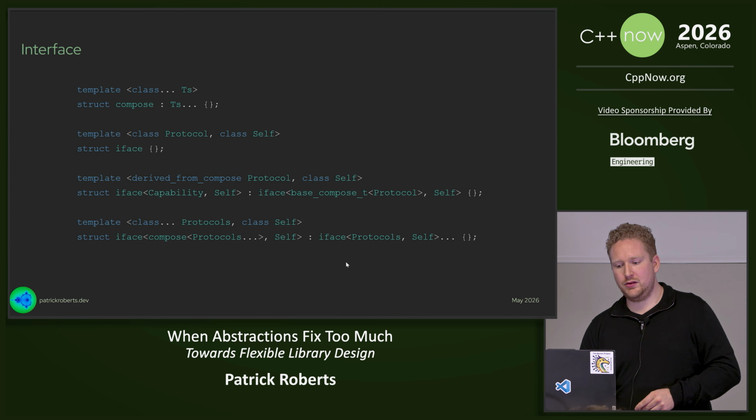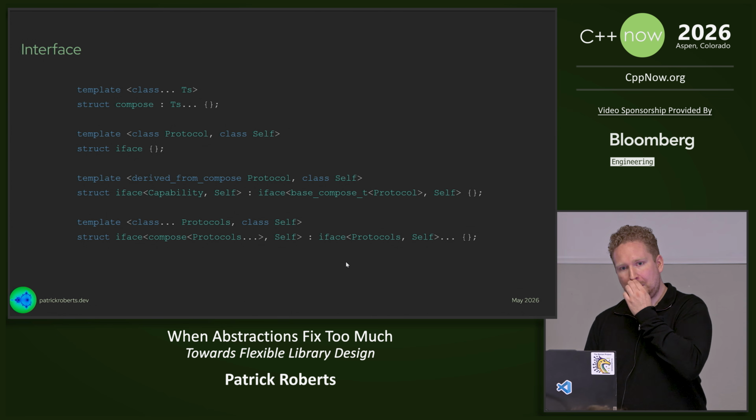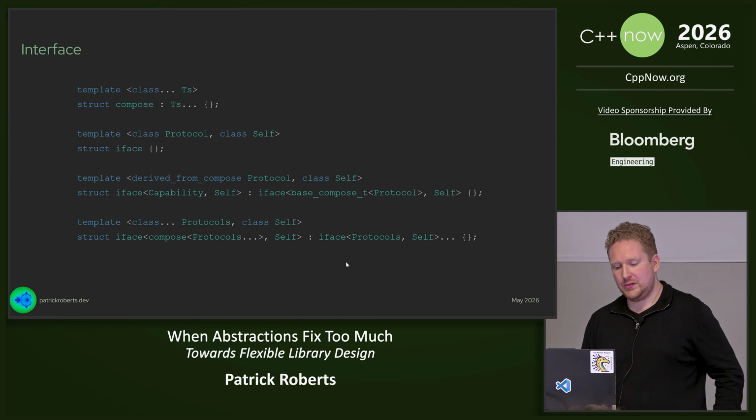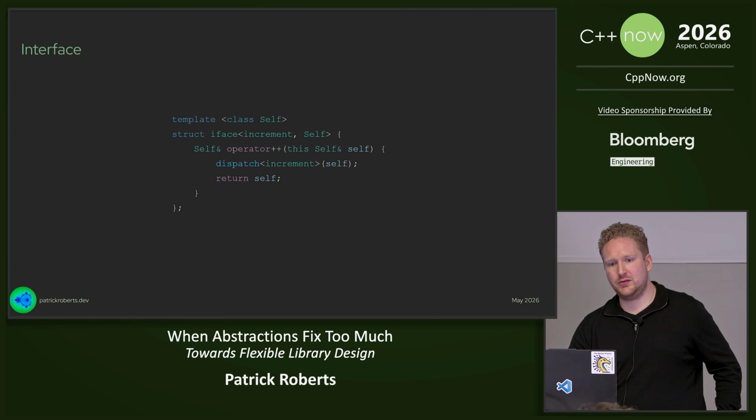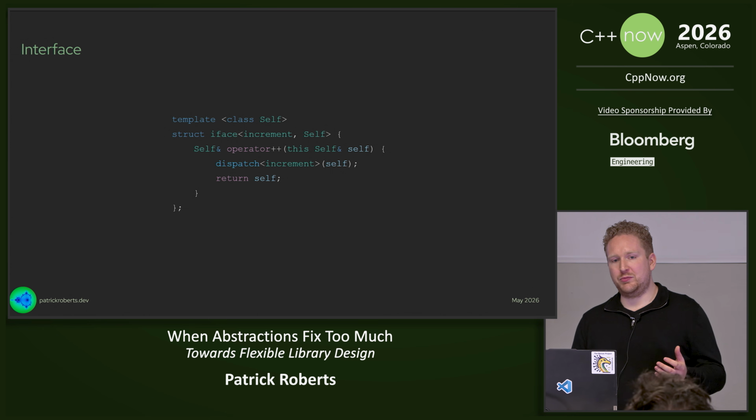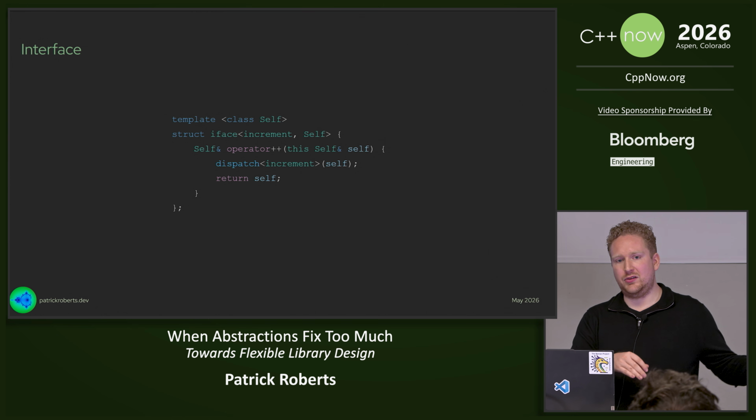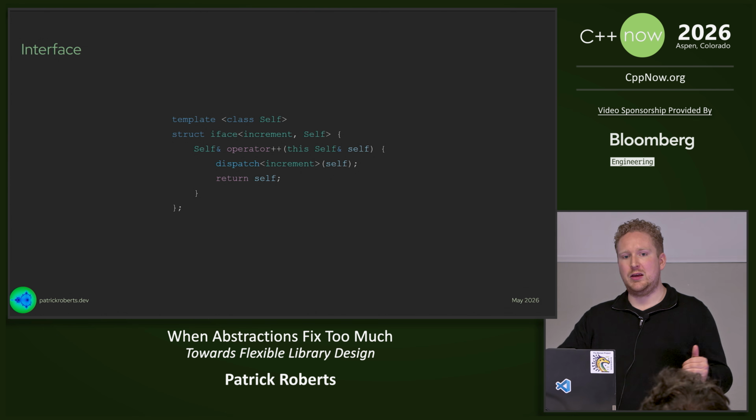Okay, could you show iFace again? Can I show what? iFace? Oh, the partial specialization? Yes. Yeah. Okay. So this is one capability, but Right. But yeah, if you had multiple, then they can be multiple base classes of the iFace over a compose of capabilities.